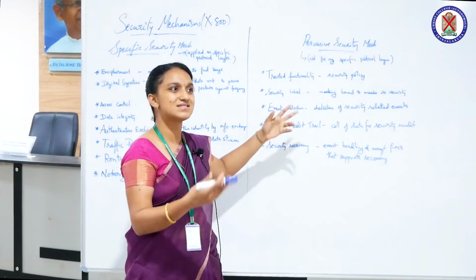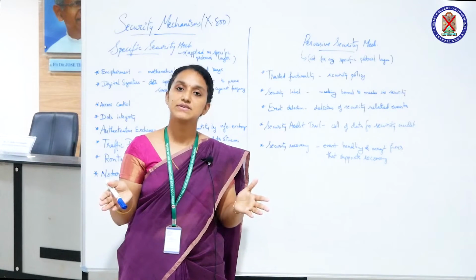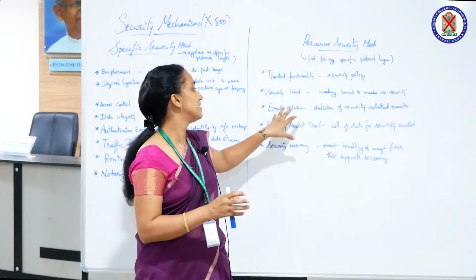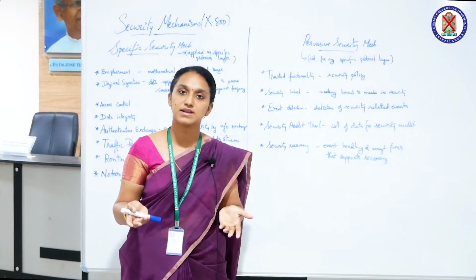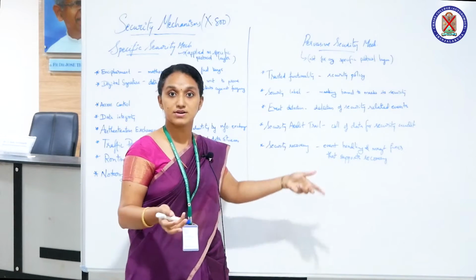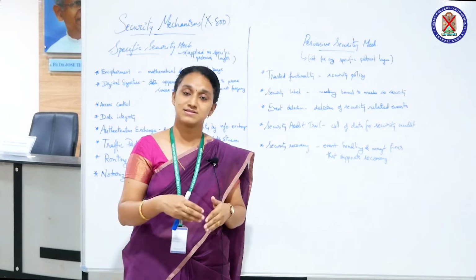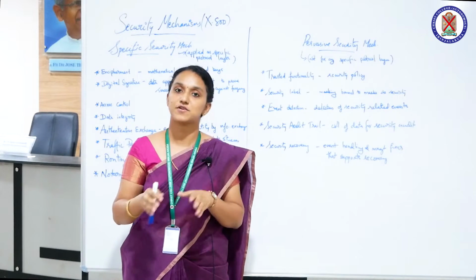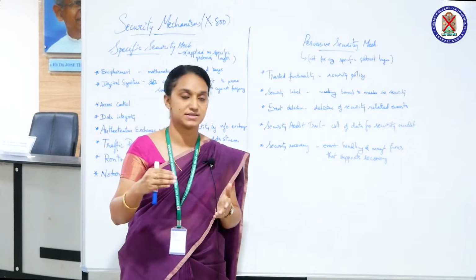Event detection. It's nothing but detecting all the security related events. Whatever events are connected with security can be clubbed together in event detection. Of course, it is general and it will vary from one organization to another. The next one is security audit trail. What is auditing? You need a record and you are checking the records. Same here, security audit trail means collecting all the data that is required for the security audit. So for security audit purposes, you are collecting so much data.